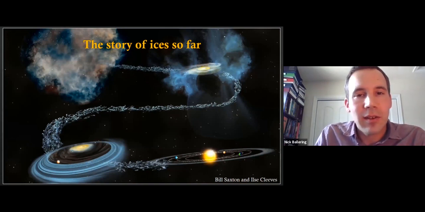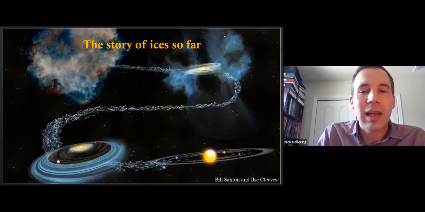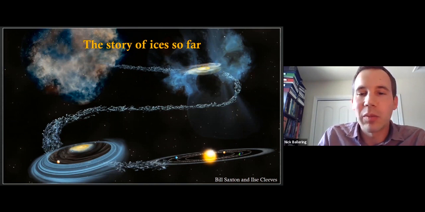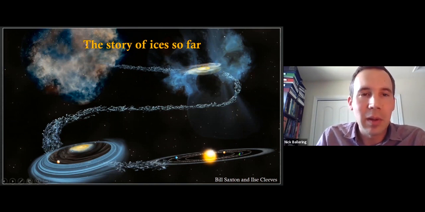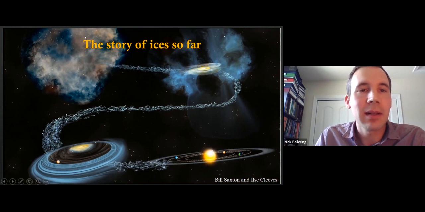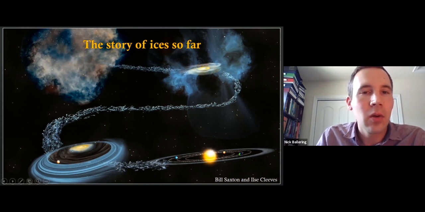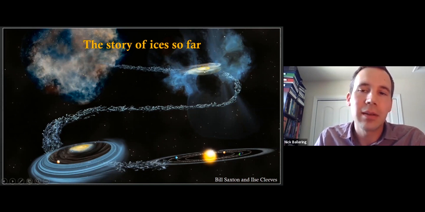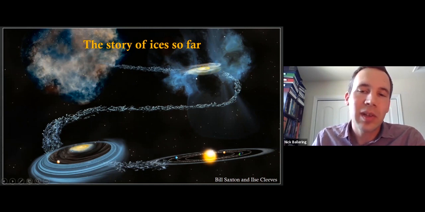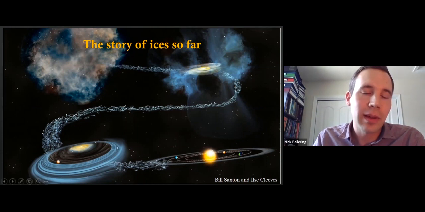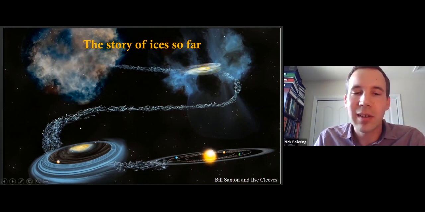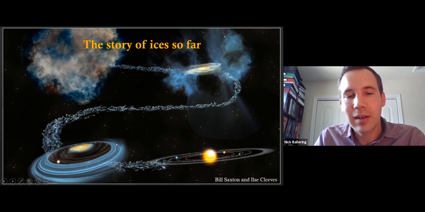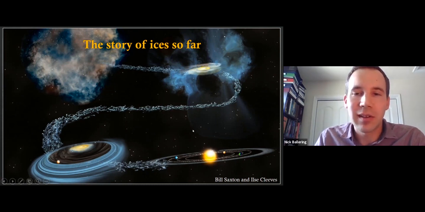In this cartoon, I show the major steps in the star formation and planet formation process, which I think many of you are familiar with. We start out with a molecular cloud where dense cores collapse into protostars surrounded by an infalling envelope and an accretion disk. Eventually, the envelope dissipates and we're left with a young star surrounded by a protoplanetary disk, where we think a lot of the planet formation process takes place. And then eventually this disk dissipates and we're left with a mature planetary system.